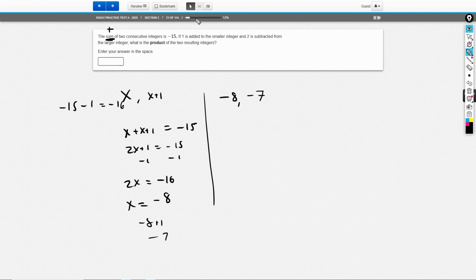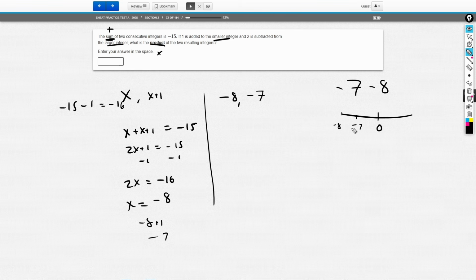Okay, now they're saying if 1 is added to the smaller integer and 2 is subtracted from the larger integer, what's the product? Product means multiplication. But now I need to know where to add and where to subtract. We're adding 1 to the smaller integer, so which one here is smaller, negative 8 or negative 7? For those of you that said negative 7, you're wrong. Sure, 7 is smaller than 8. But when you assign negative symbols, whatever is closest to 0 is actually bigger. So if I look at the number line, negative 7 is right here, negative 8 is over here.